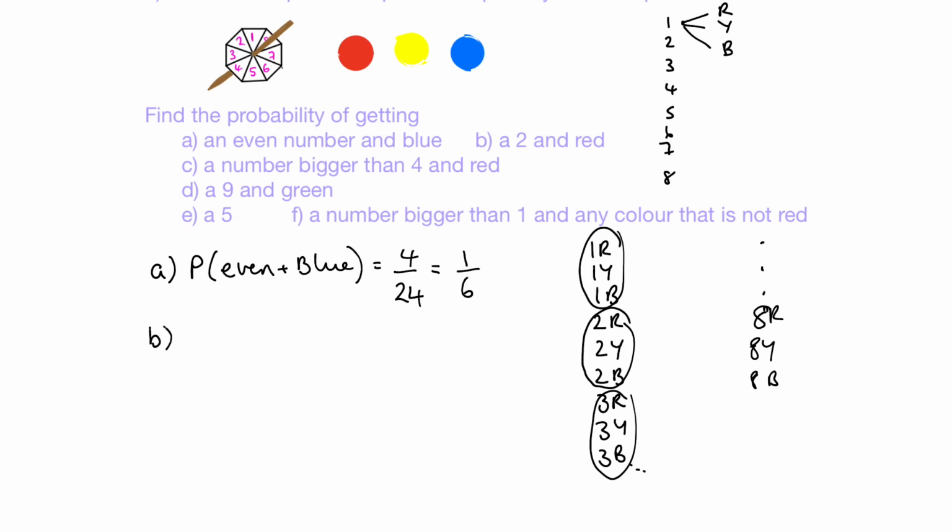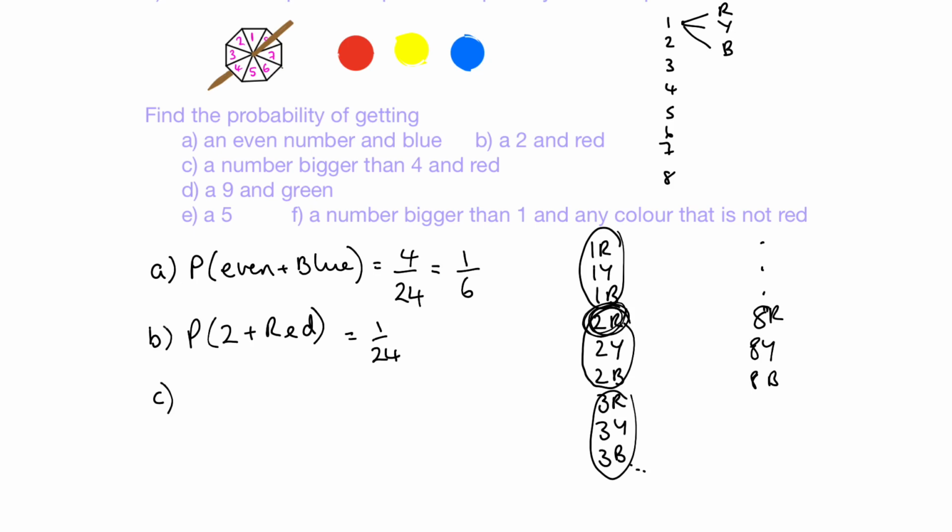Probability of getting a 2 and red. Well, we can see here is the probability of getting a 2 and red. There is only one way of doing that. Okay. There's only one chance out of those 24, one outcome out of those 24 different outcomes that is a 2 followed by choosing red. So that's 1 out of 24.